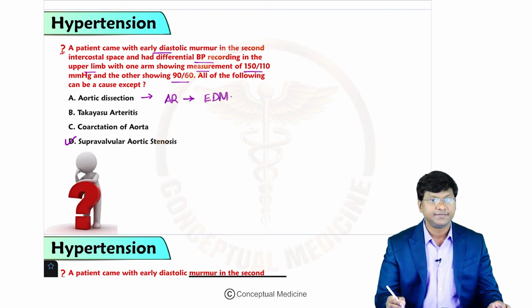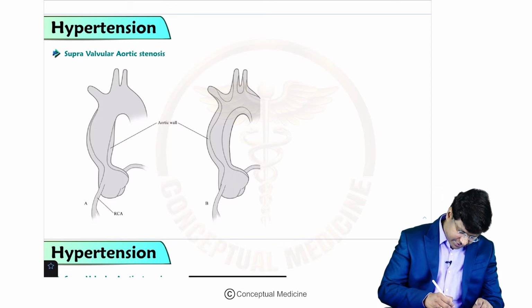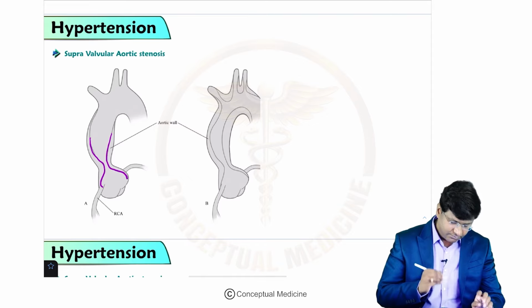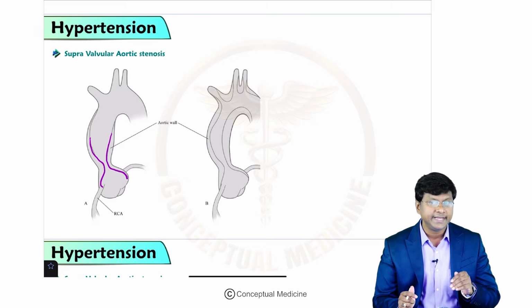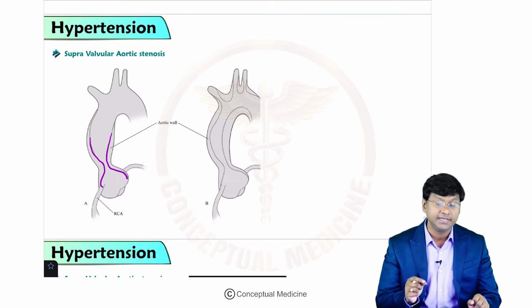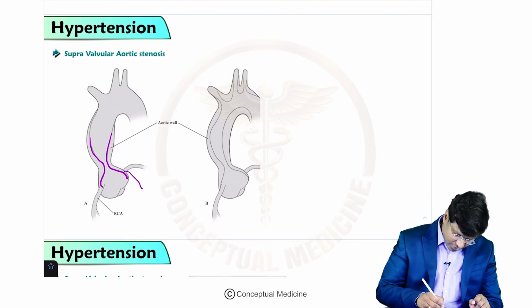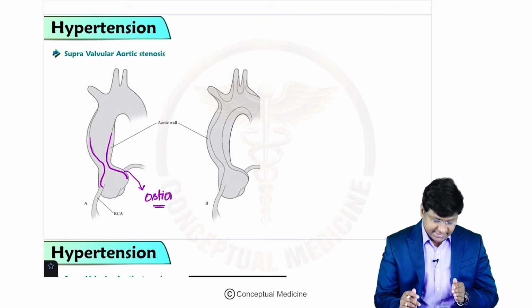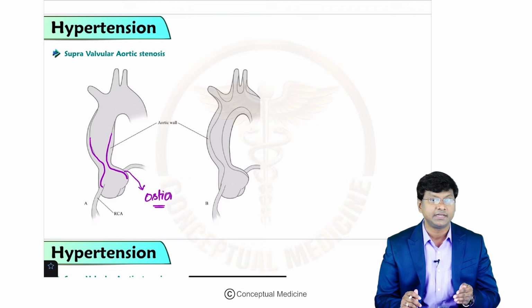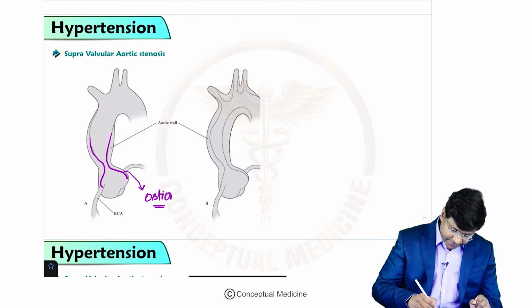Then what about supravalvular aortic stenosis? Let me discuss it. Supravalvular aortic stenosis is characterized by an external hourglass deformity of the aorta. You see here, this is the hourglass deformity of the aorta with a corresponding luminal narrowing at a level just distal to the coronary arterial ostia. So, this is the coronary arterial ostia, and just distal to the coronary artery ostia, there is luminal narrowing. You can see that here.